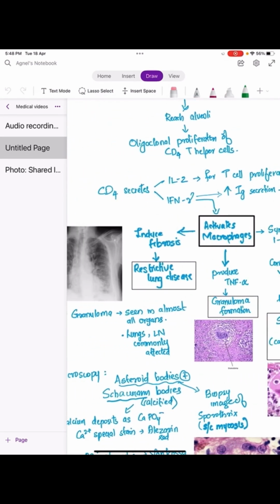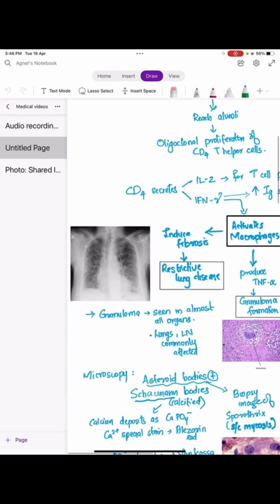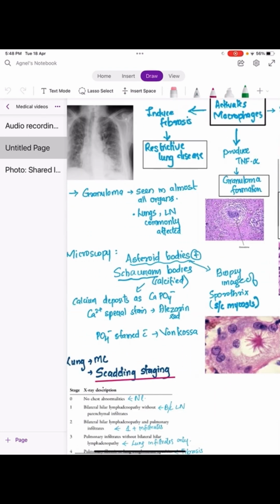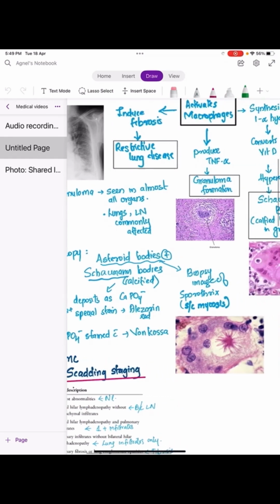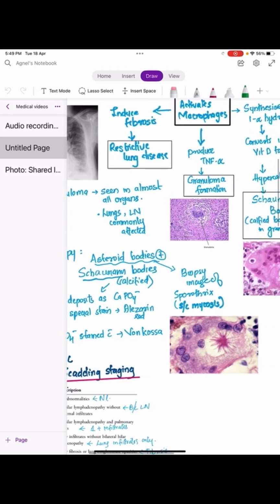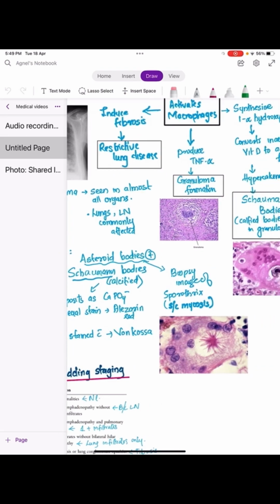The granulomas that are formed are seen in almost all organs, but mainly lungs and lymph nodes are affected. On microscopy of sarcoidosis, we can see asteroid bodies and Schaumann bodies. Asteroid bodies are seen in another condition: they are seen when we look at the biopsy image of sporothrix infection. It causes subcutaneous mycosis. This is how an asteroid body looks.